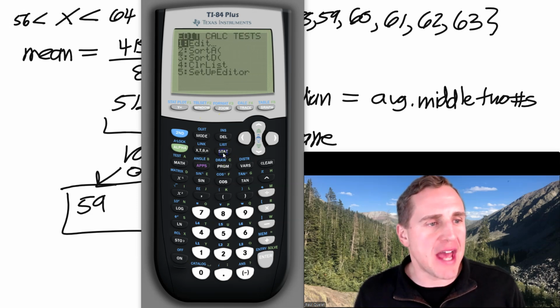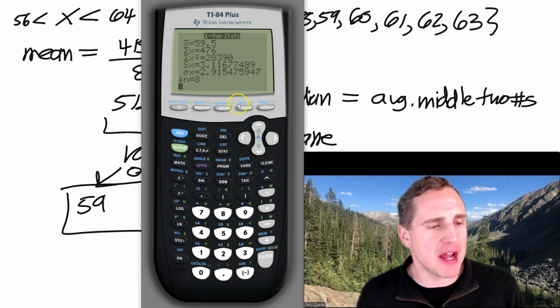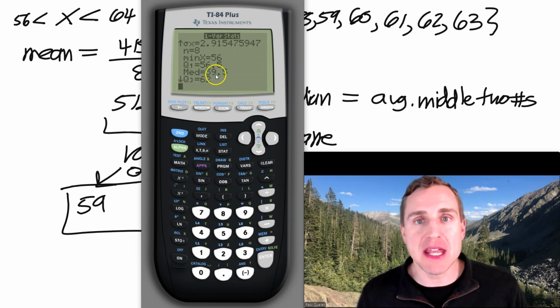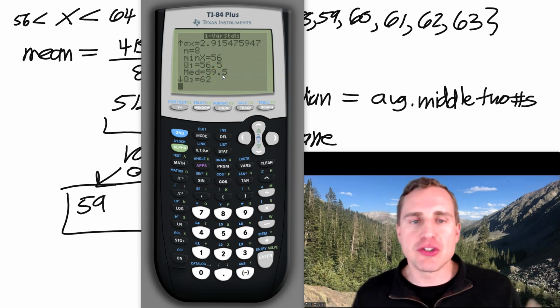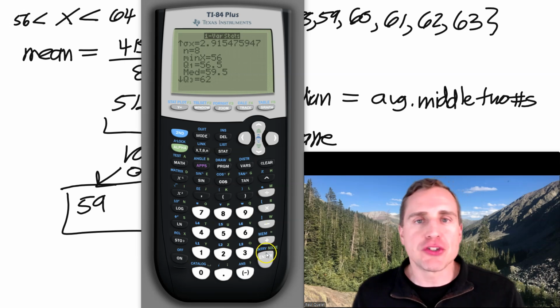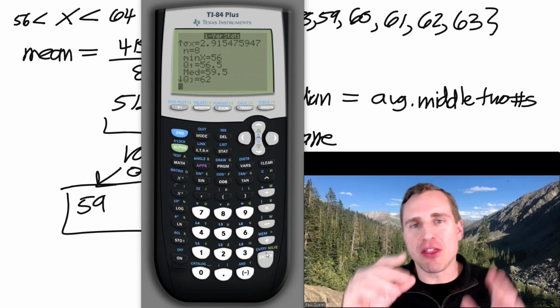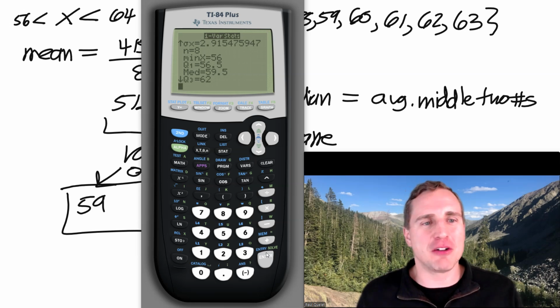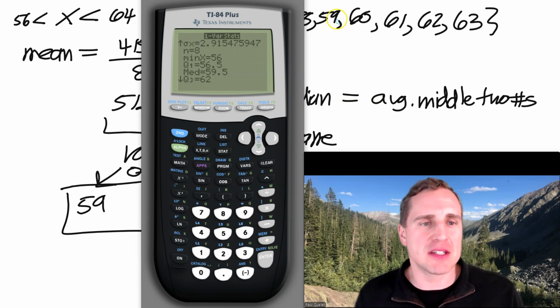You could also do stat, go to calculate, one variable statistics on list 1, and you'll see that the mean right here, that's the x bar, is 59.5. And if you scroll down, med, which is median, is also 59.5. So that indeed is the correct answer. Given that I was close to finding the right answer, maybe it was good to fiddle around with that a little bit, try some various values.